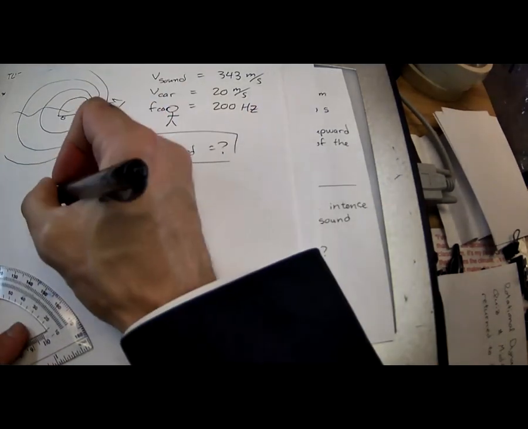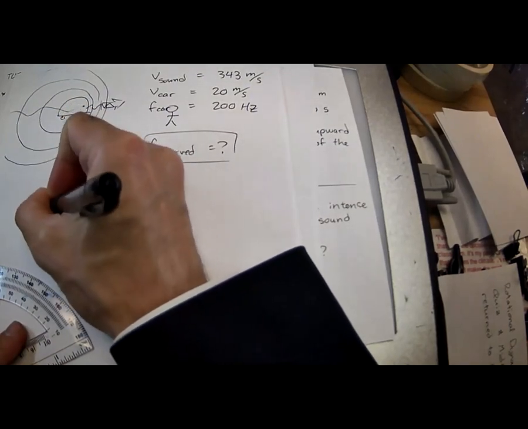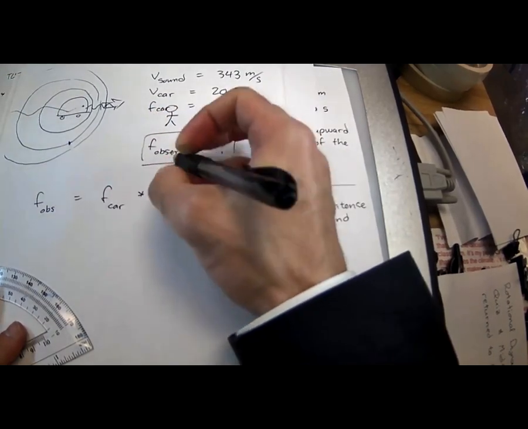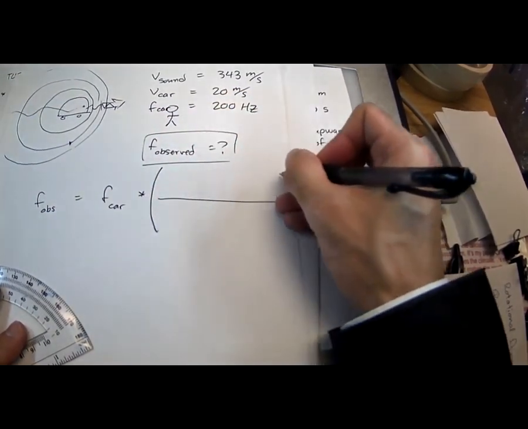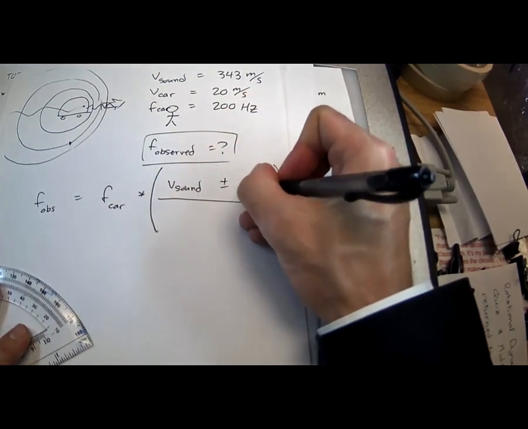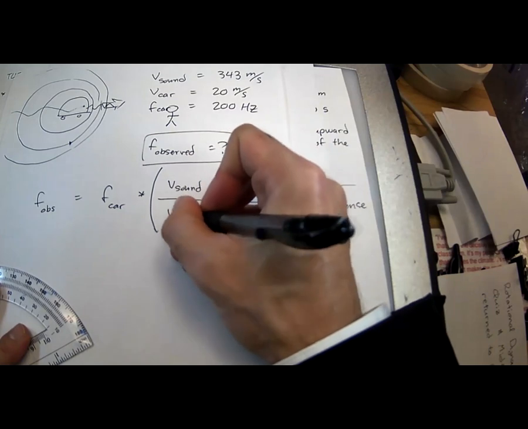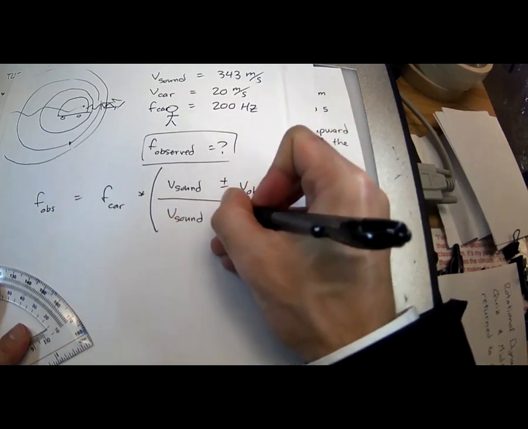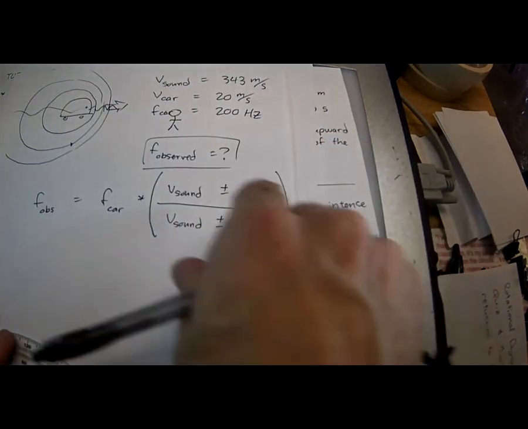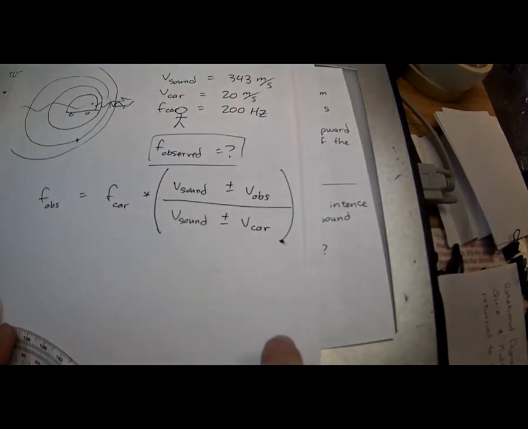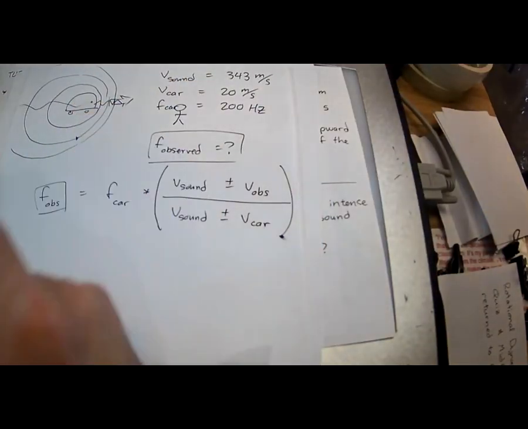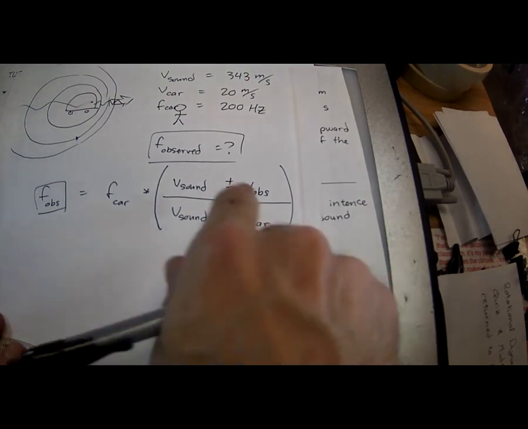So the Doppler equation: the frequency observed is equal to the frequency of the source, in this case the car, at rest, multiplied by the speed of sound plus or minus the speed of the observer, divided by the speed of sound, I should say velocity, plus or minus the velocity of the source, in this case the car. Of course, we're all in one dimension here. I guess we're solving for this. And we should know all these other numbers.